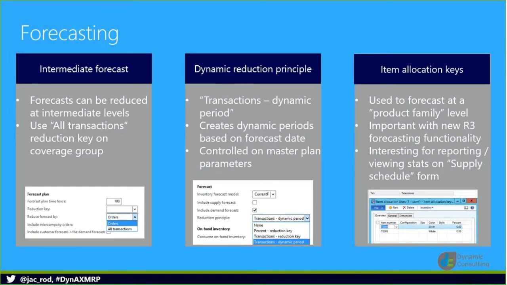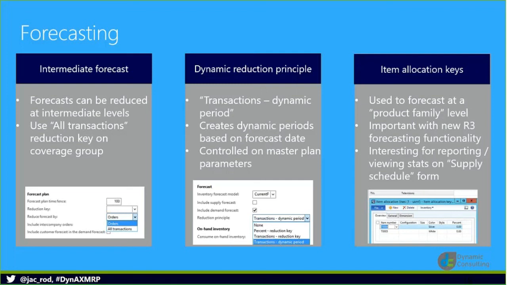So now you can actually forecast at an intermediate level, so not a SKU level, maybe down at like a product family level or something, on an item that's used by multiple bills of material. And if you use the all transactions reduce forecast by field, the production order consumption will actually reduce that forecast as well.